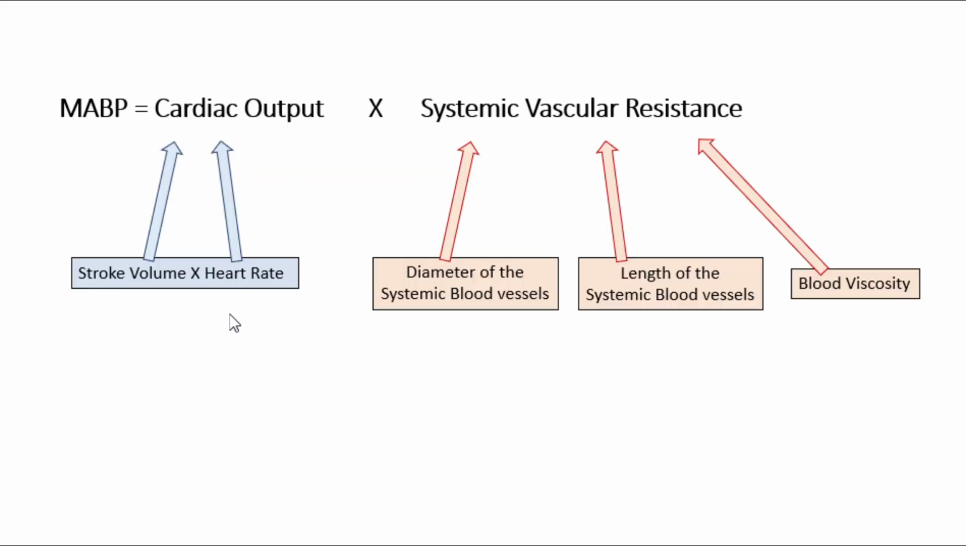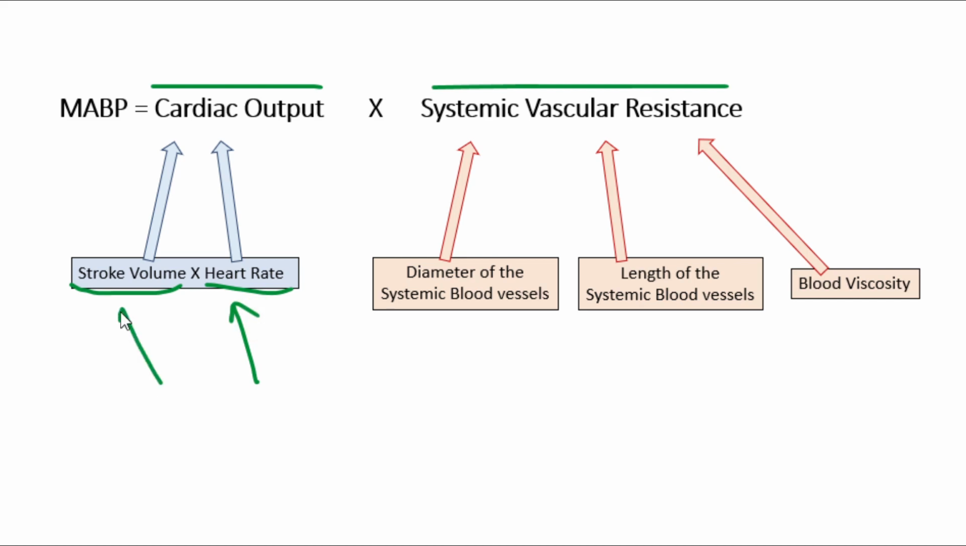Another formula to calculate the average blood pressure is this one: cardiac output times systemic vascular resistance. This formula is used commonly to make sense of the factors that impact the blood pressure. For example, we know we calculate cardiac output by multiplying stroke volume and heart rate. So any factor that changes heart rate or stroke volume changes the cardiac output, and as a result impacts the blood pressure.